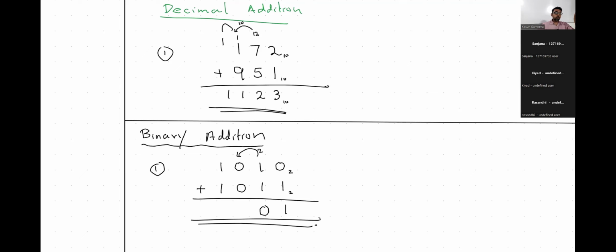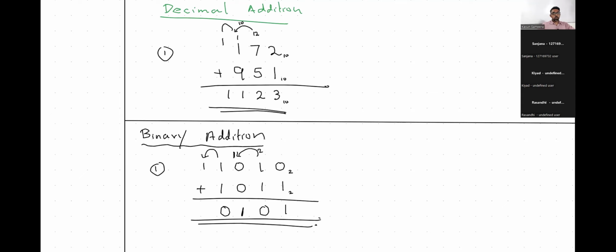1 plus 0 plus 0 is 1, is possible. Maximum number we can represent in binary is 1, not 2. Again, 1 plus 1 is 2. We take that 2 into next position as a 1 circle. 0 remains, but 1 comes here.